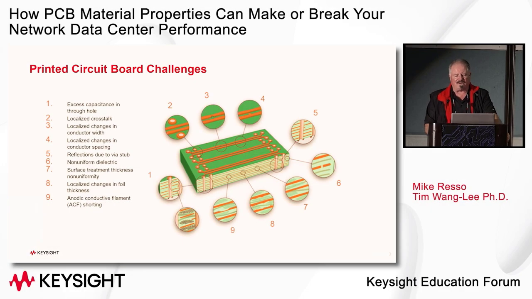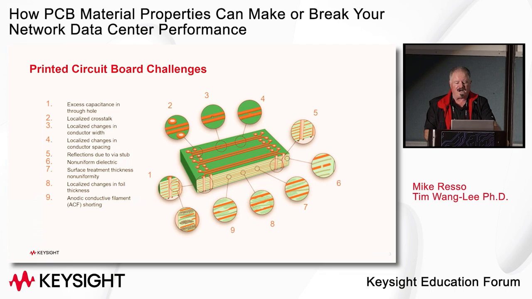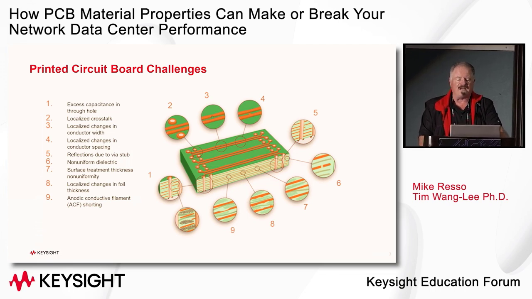So what are some of the typical challenges that you might find in a high-speed printed circuit board? Well, if you look at these little vignettes on this cross-section, you can see, looking at number one, it's very common to have excess capacitance in a through hole. And number two, you can have localized crosstalk between vias and differential traces, whether it be microstrip or strip line.